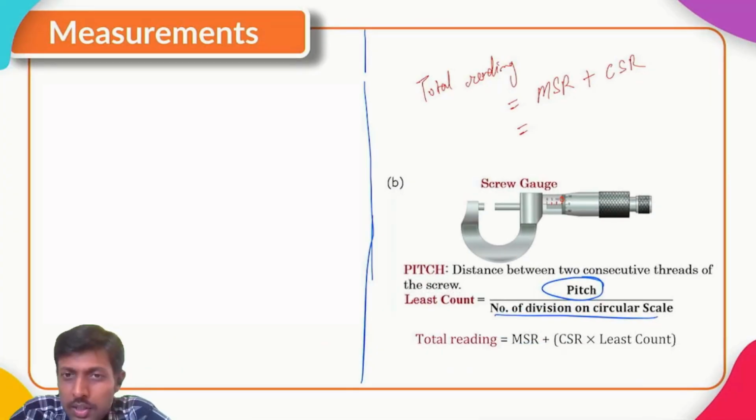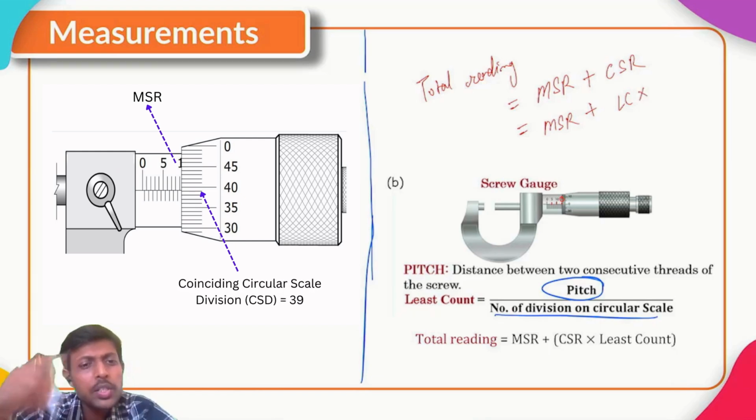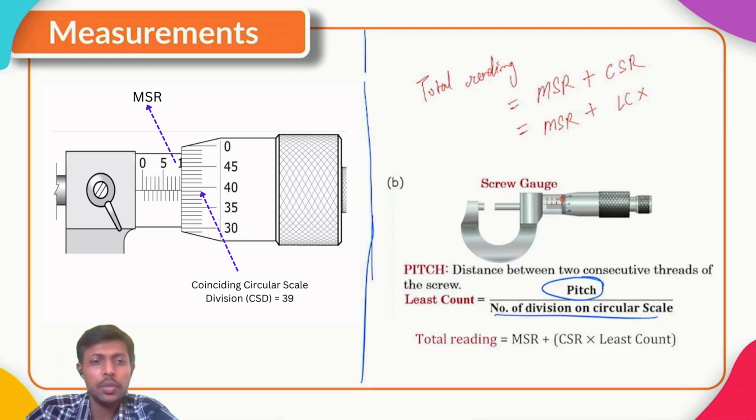Coming back to what is the total reading: main scale reading plus circular scale reading. Main scale reading, we all know how to see that. Circular scale reading would be the least count of this device, least count of the screw gauge, multiplied by which division on the circular scale is coinciding with the baseline of the main scale.